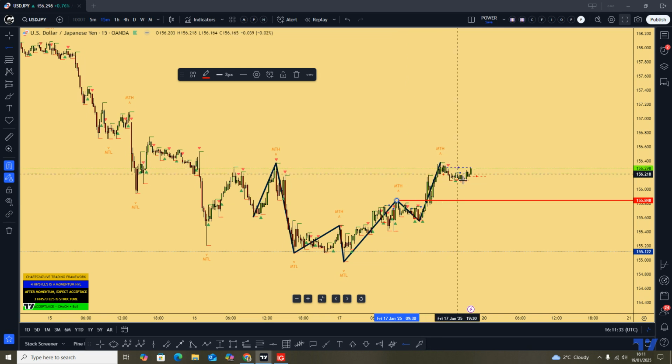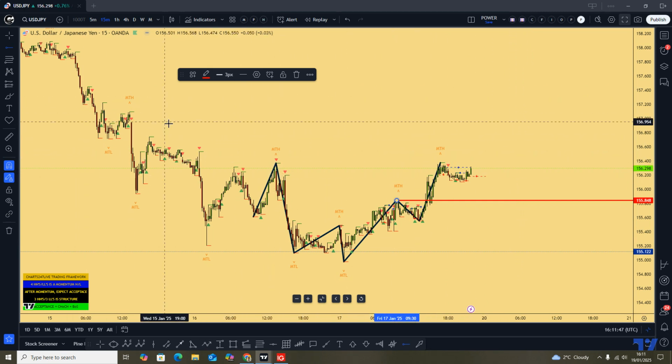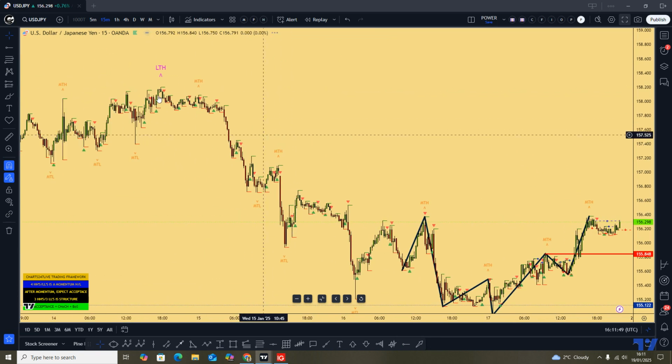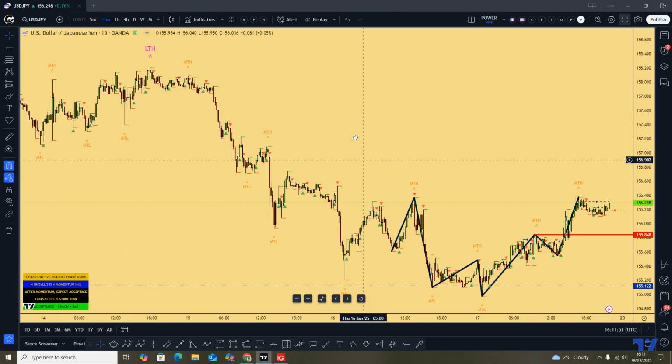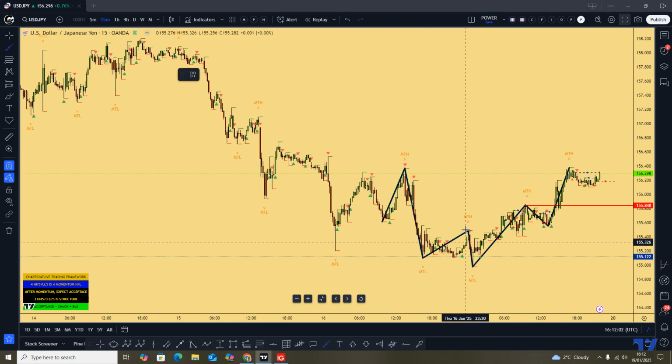Okay, and we've seen a pullback, so we should expect at least one more higher high above here before we can look for a selling opportunity in the dollar Japanese yen, because price has given us a nice downside move. It's the same thing on the card as well. Structure 1, 3, 5. We've seen the change of character with this one.